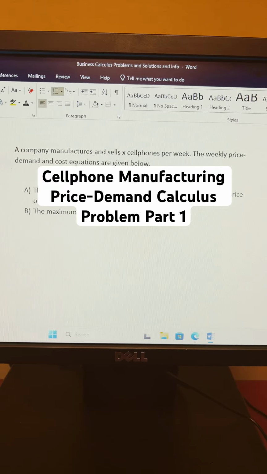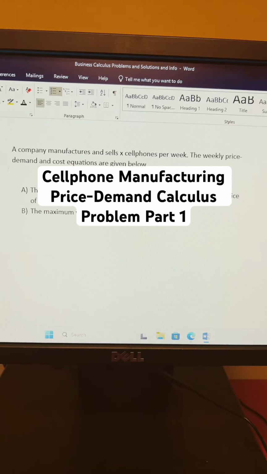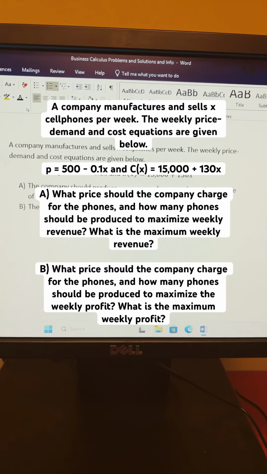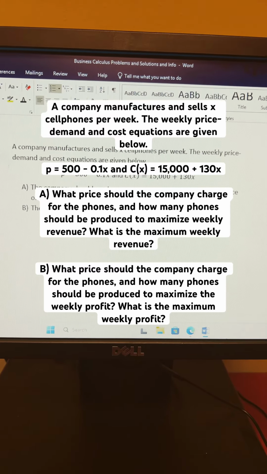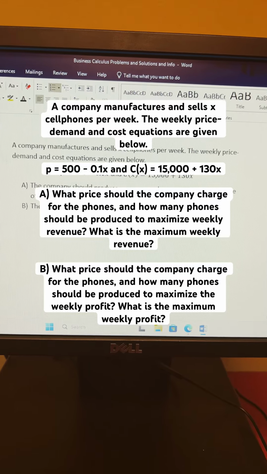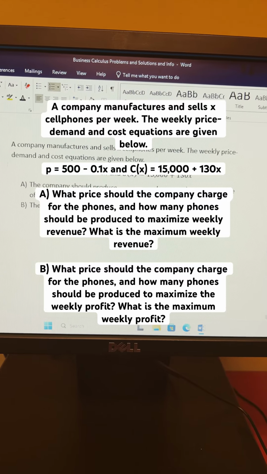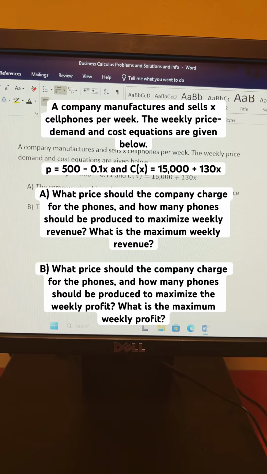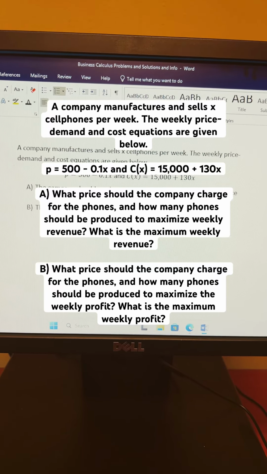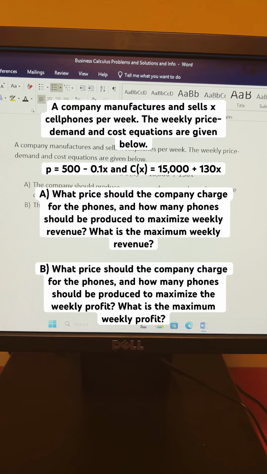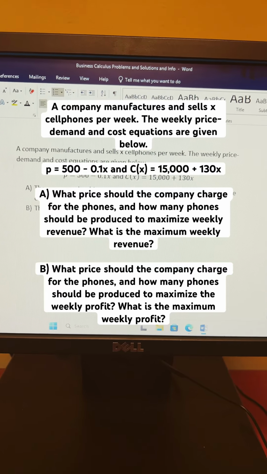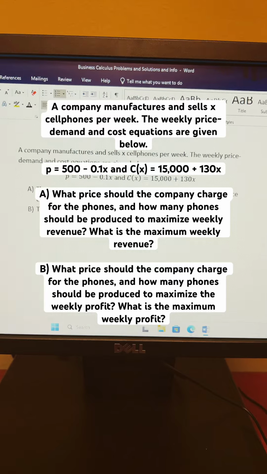All right, a company manufactures and sells x cell phones per week. The weekly price, demand, and cost equations are given below. p is equal to 500 minus 0.1x, and C of x is equal to 15,000 plus 130x. So we got two parts. We got to find out how many phones the company got to produce each week and at what price. And also we got to find the maximum weekly profit.